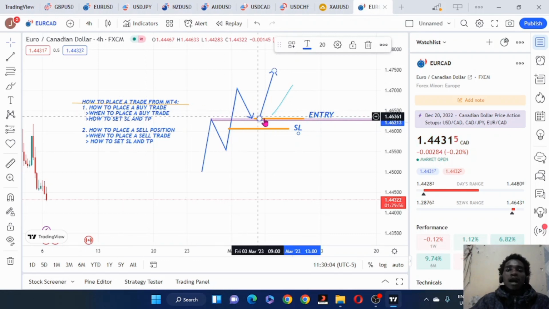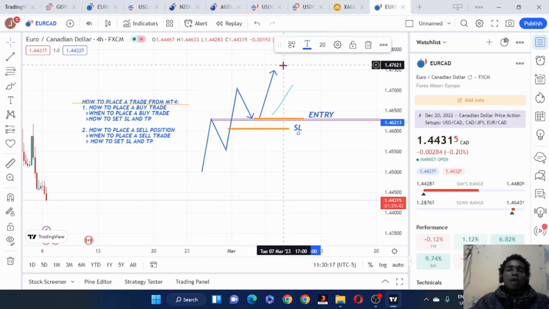Take profit, the profit should be above your entry point. You can choose either to be at this level or at this level, or basically above it, more above, based on the strategy.